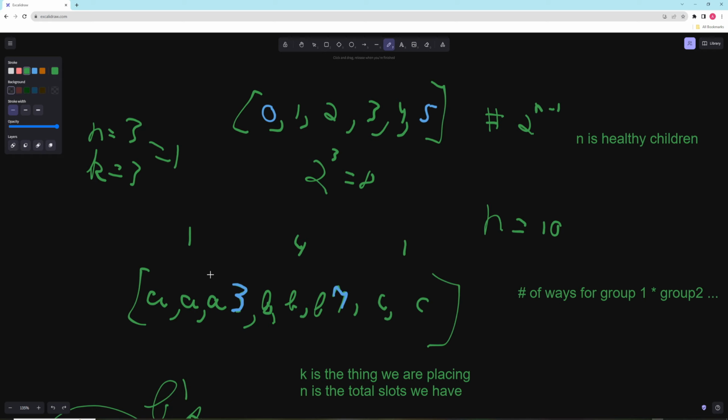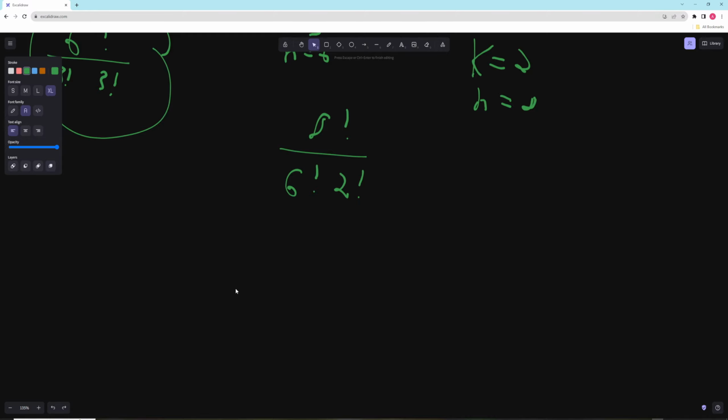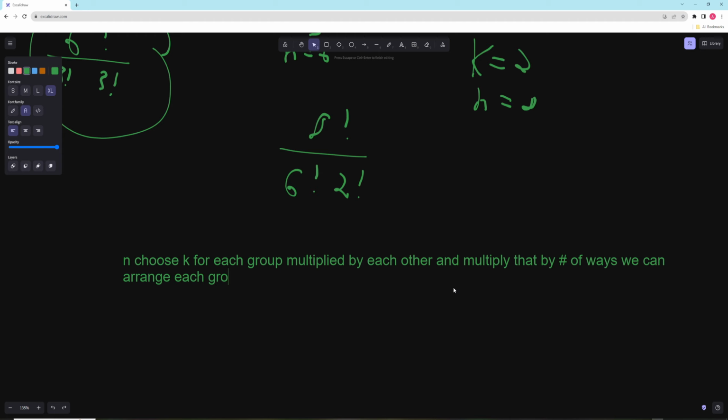Now you could do it as well, right? So just to prove it, it'd be 3 factorial over 0 factorial times 3 factorial. 0 factorial is 1. And that's pretty much how you have to do it. So to sum up, the entire thing is n choose k for each group multiplied by each other, and multiply that by the number of ways we can arrange each group.